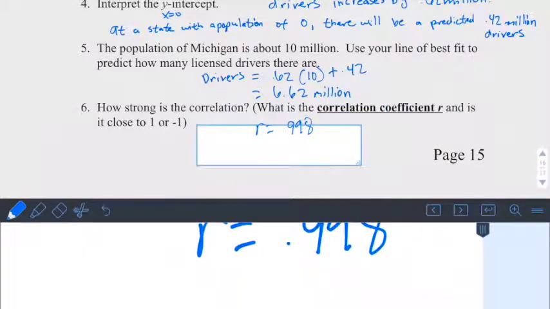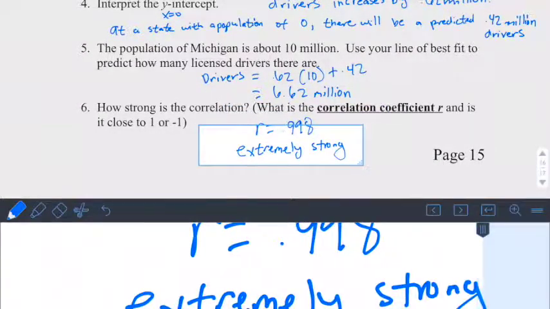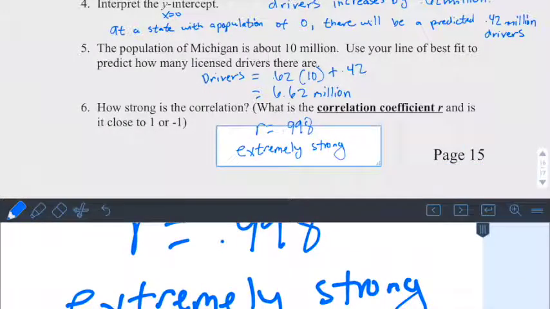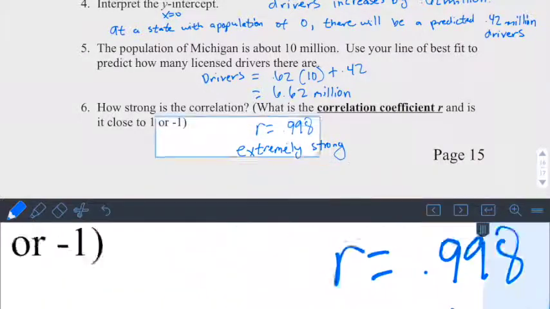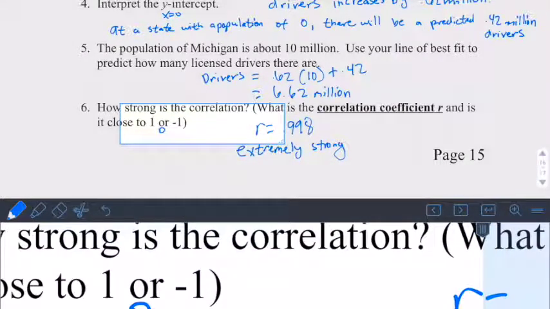So that is extremely strong correlation, right? We saw that from our graph. Those points really were close to forming a line. If the points don't really form a line, then we're going to be close to 0. -1 would be a very, very strong correlation that is negative.